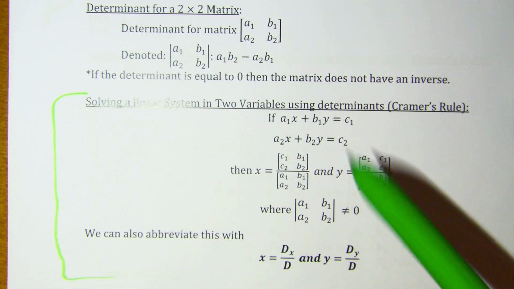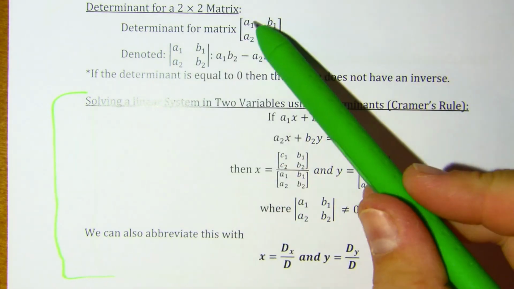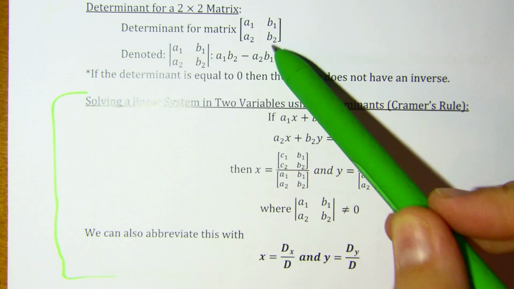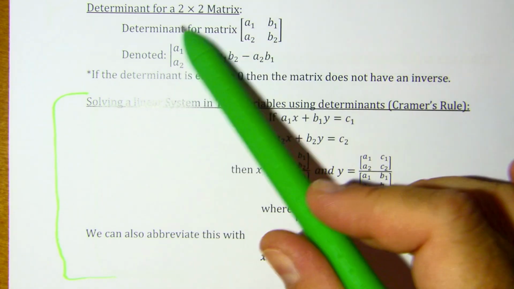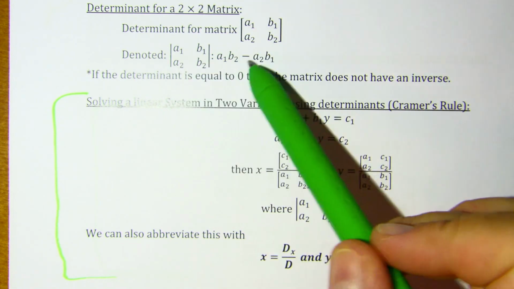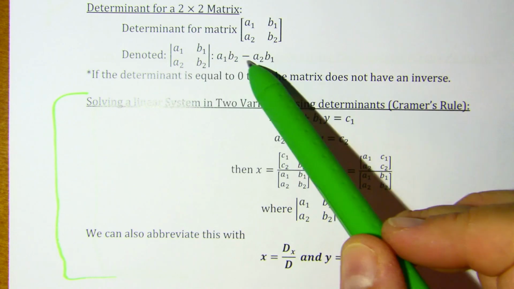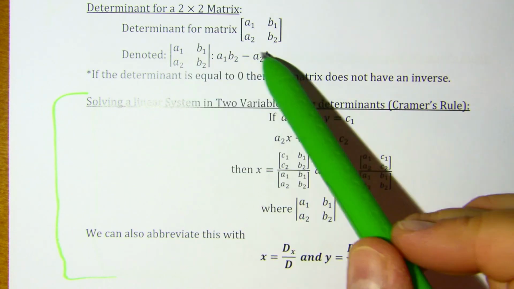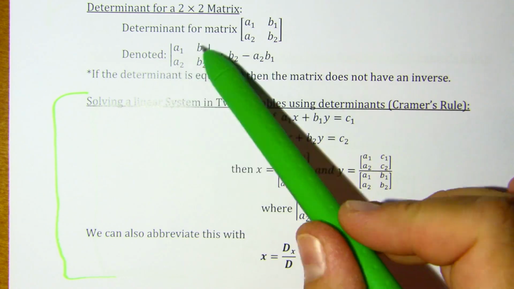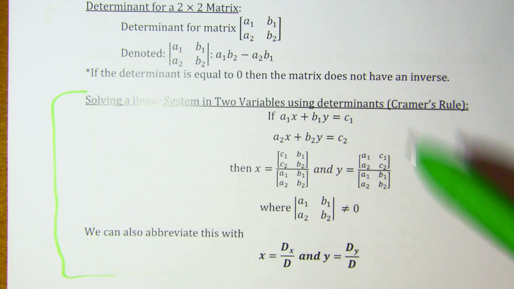Now, the first thing we need to look at is how to find what's called the determinant for a matrix. So if I have a matrix with elements A1, A2, B1, B2, the determinant is a number that is useful for the matrix. We would find the determinant by multiplying A1 times B2 minus A2 times B1. So multiplying down the main diagonal minus the opposite diagonal. And that gives me what's called the determinant.